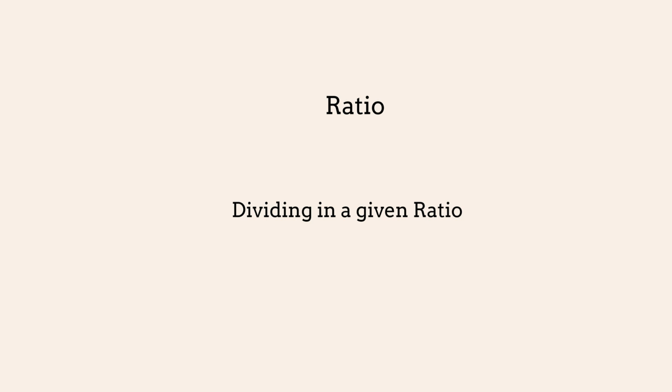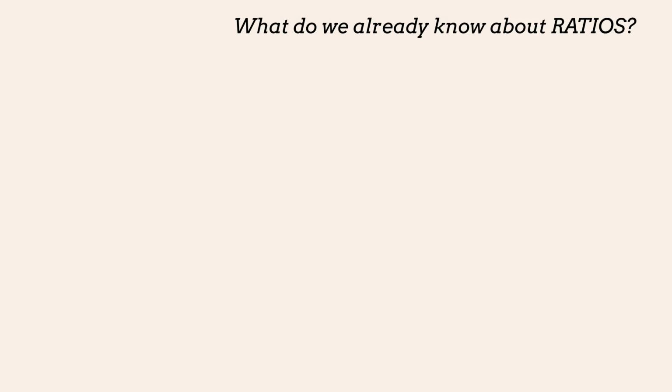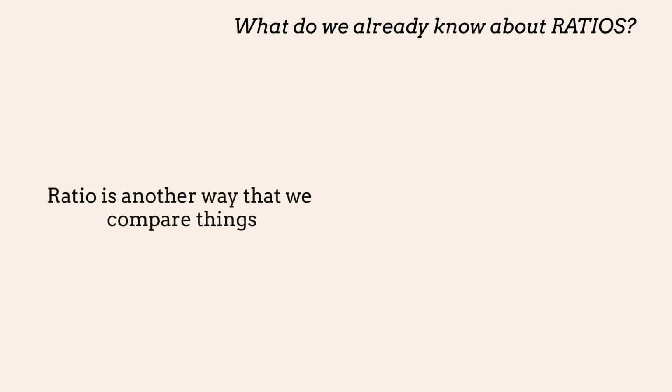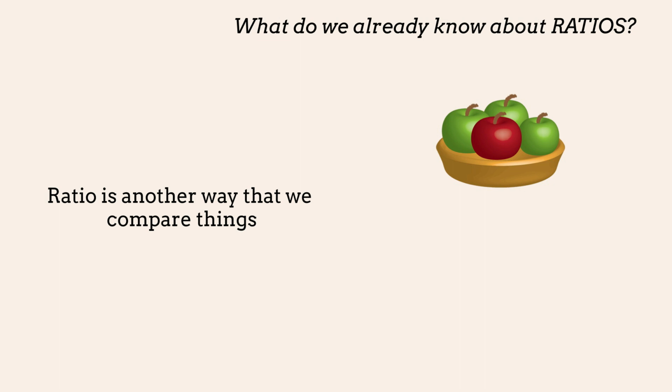In this lesson, we're going to be dividing amounts in a given ratio. So what do we already know about ratios? Ratio is another way that we compare things. So we could have a bowl of 4 apples with 1 red apple and 3 green apples, and we could say that the ratio of red apples to green apples is 1 to 3.